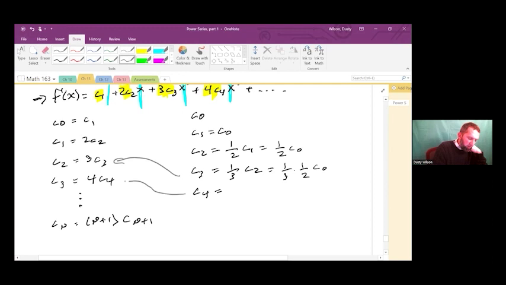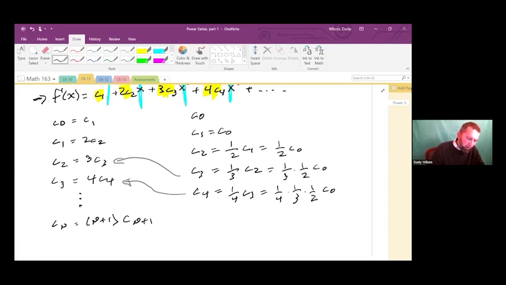So here I'm looking at this relationship. And so C4 would be 1/4 C3, and C3 would be the same as 1/4 times 1/3 times 1/2 C naught. I'm hoping you're seeing the pattern here.